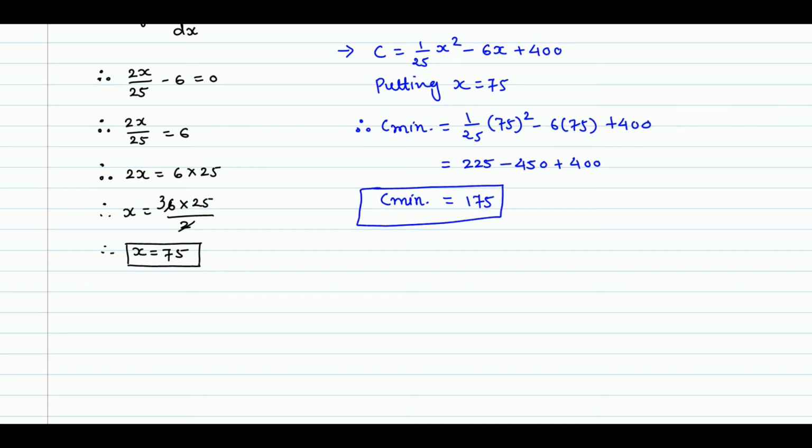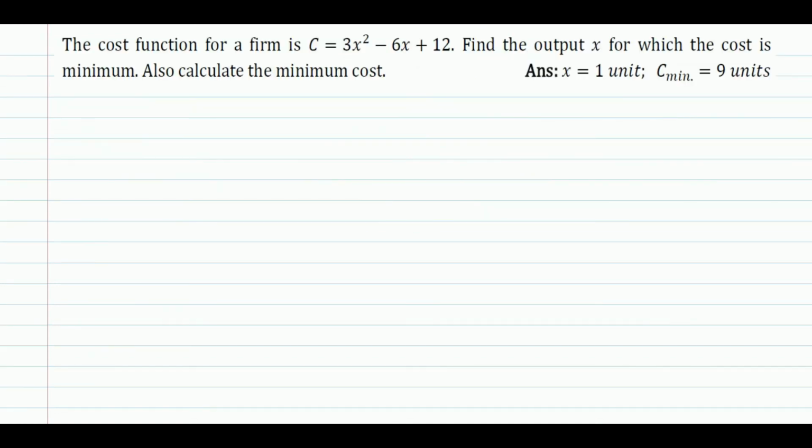Okay, our next sum is also regarding minimum cost. The cost function for a firm is C equal to 3x square minus 6x plus 12. Find the output x for which the cost is minimum. This is our first question, to find x, and also calculate the minimum cost. We also have to find the minimum cost.